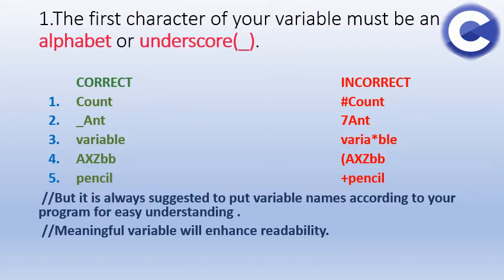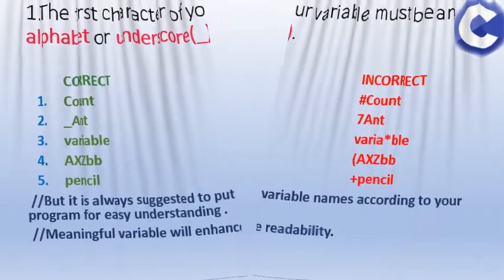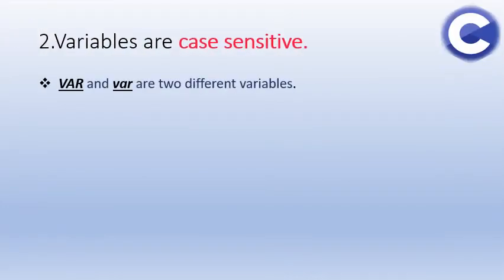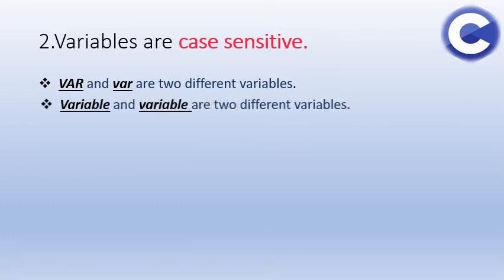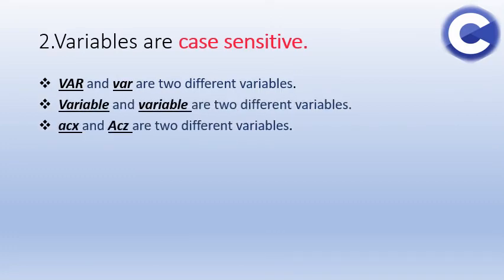Now, come on to your next slide, and in the next slide, we will be learning about the second rule of your variable name. The rule is: variables are case sensitive. Just look, there are 3 examples for you.